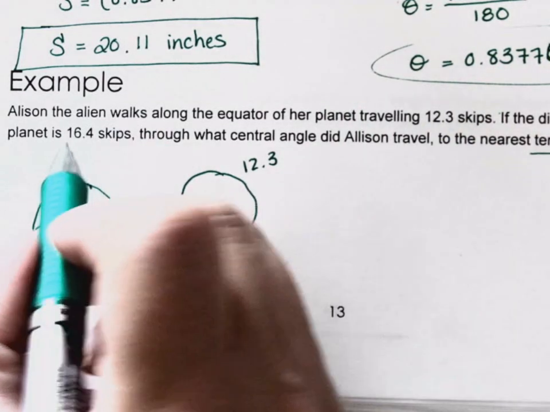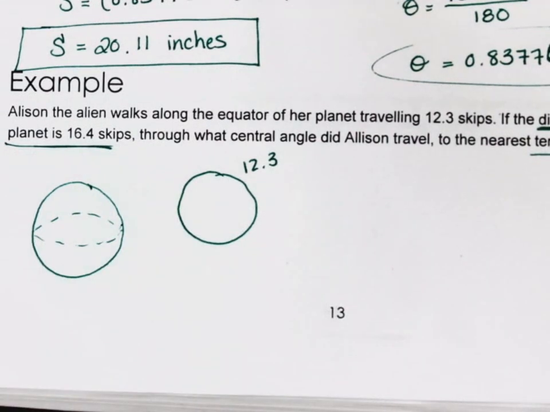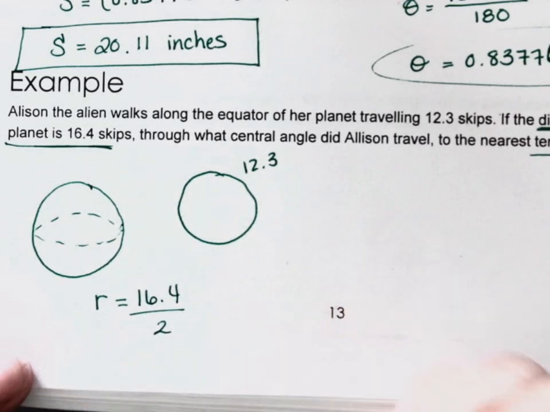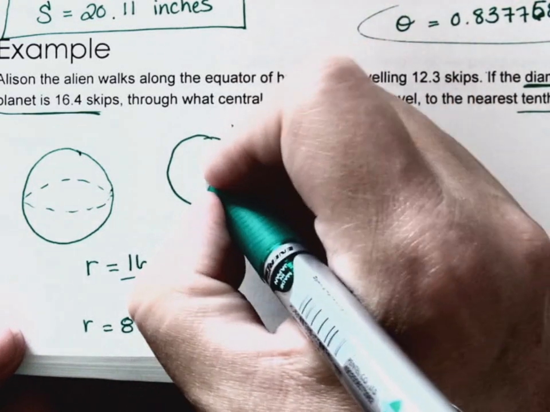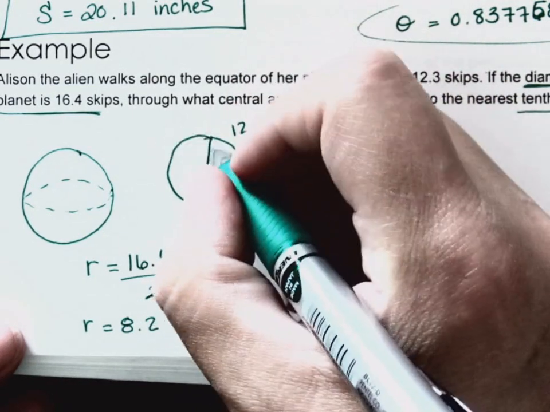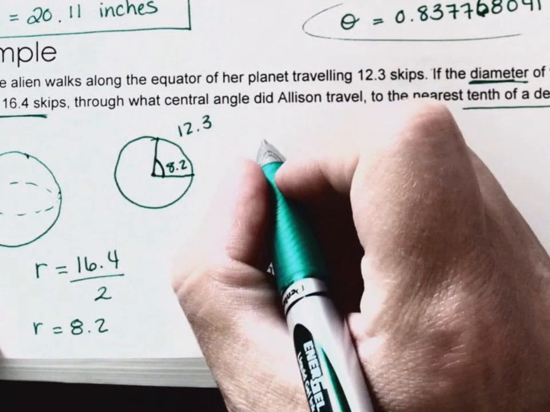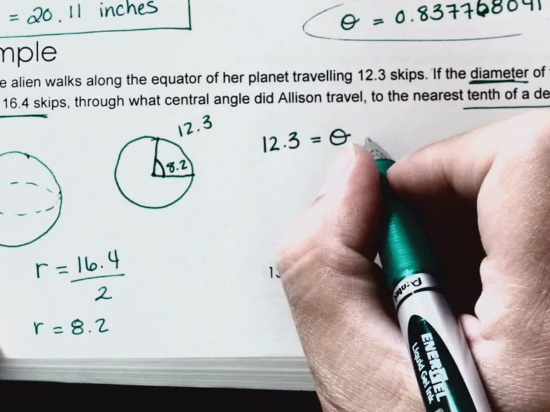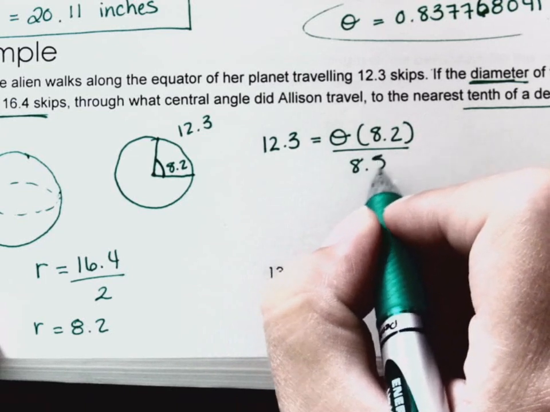And the diameter of the planet, so there's another trick, diameter of the planet is 16.4. So I have to take the diameter and divide it by 2 to get the radius. So radius is going to be 8.2. So we know from the center to the circumference is 8.2. What we're looking for is that angle right in there. So we're going to just use the formula again. So we're going to have 12.3 as our arc length. We're solving for theta and times by a radius of 8.2. Divide both sides by 8.2.